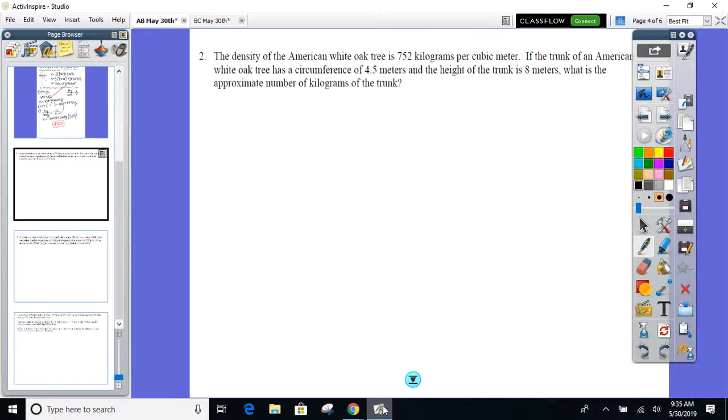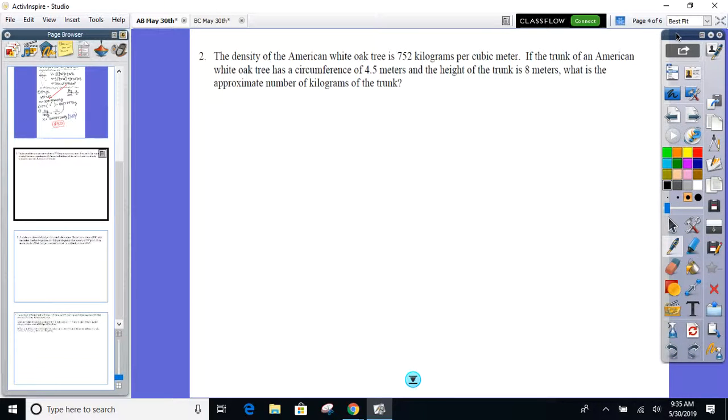The trunk has a circumference of 4.5 and the height is 8. What's the approximate number of kilograms? So we're looking for the weight here. Quick check. Everyone see the density? Kilograms per cubic meter. What's the trunk in? What units? Meters. Okay, great. Love it. Don't have to convert anything.